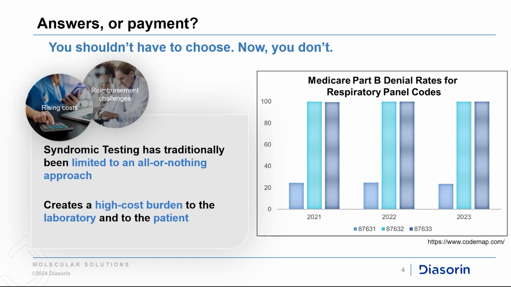For example, when you look at Medicare Part B data from 2021 to 2023, you can see that the two CPT codes, 87632 and 87633, for the larger respiratory panels have a nearly 100% denial rate across all 3 years, compared to around just 20% for the small panel code 87631. Flex testing allows labs to create custom panels that can be billed using CPT codes that are covered and are more likely to be paid for.